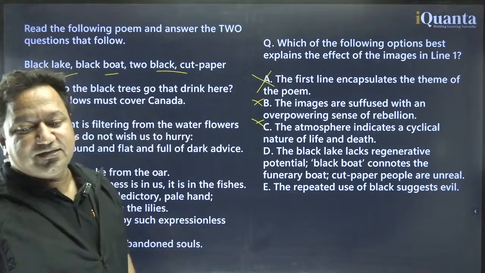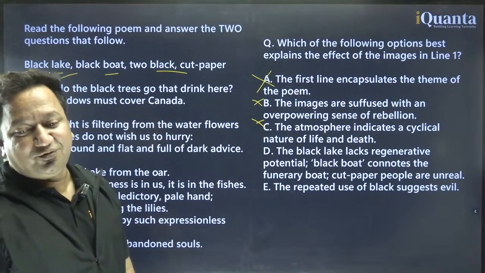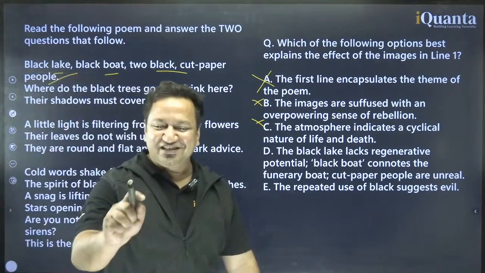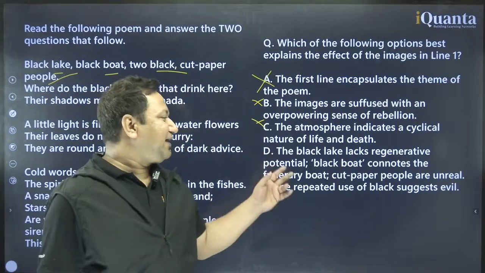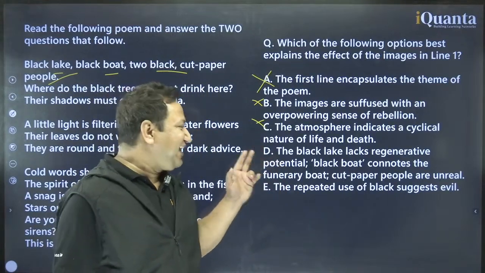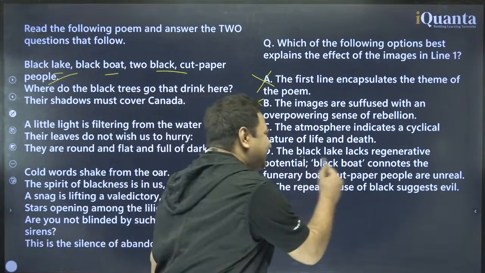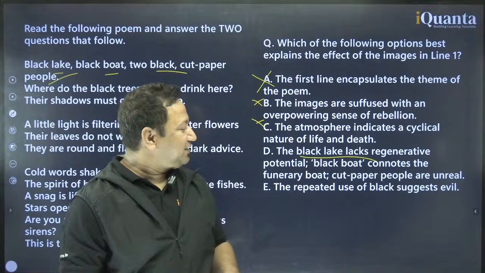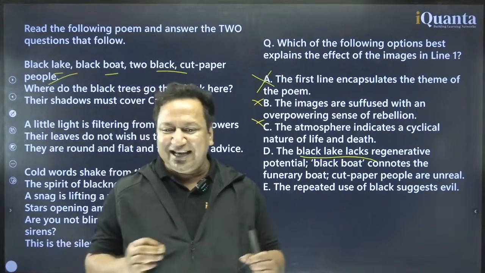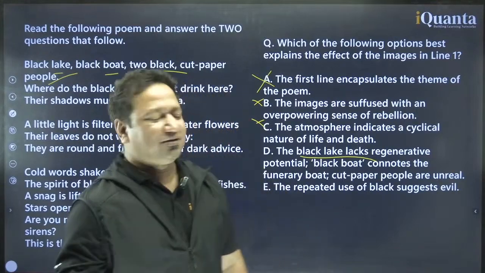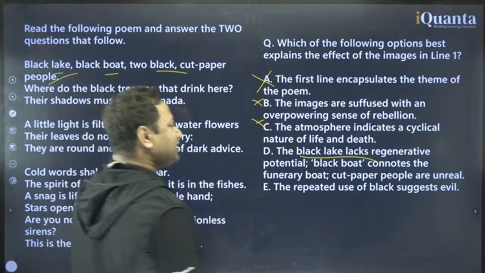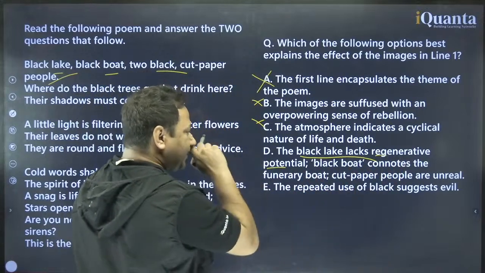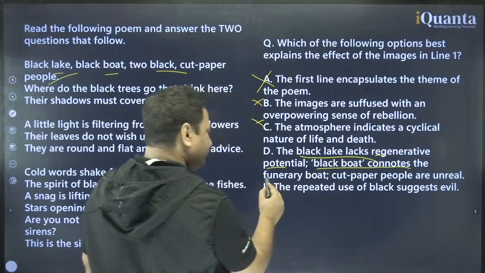A lot of you have marked C, and now I feel that a lot of you who marked C want to change their answers, isn't it? D says the black lake lacks. Whoa, tongue twister. Try to do it once: black lake lacks. Do it, and you will feel stuck. Regenerative potential. Black boat connotes the funerary boat.